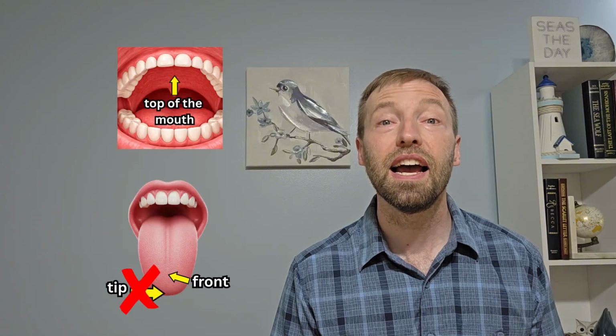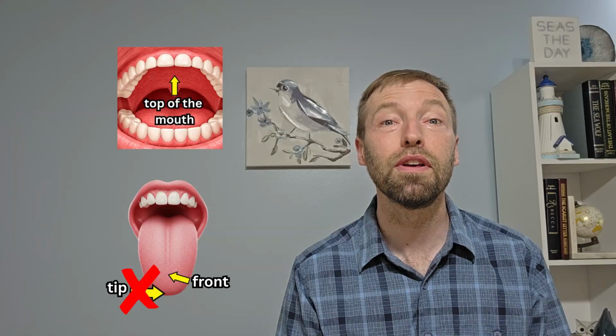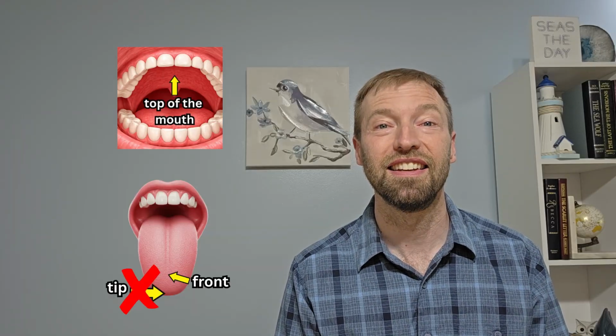D. Now, touch the top of your mouth with the front of your tongue. Then blow. S. That's the S sound. S is a voiceless sound. S. Now, let's turn on our voice.